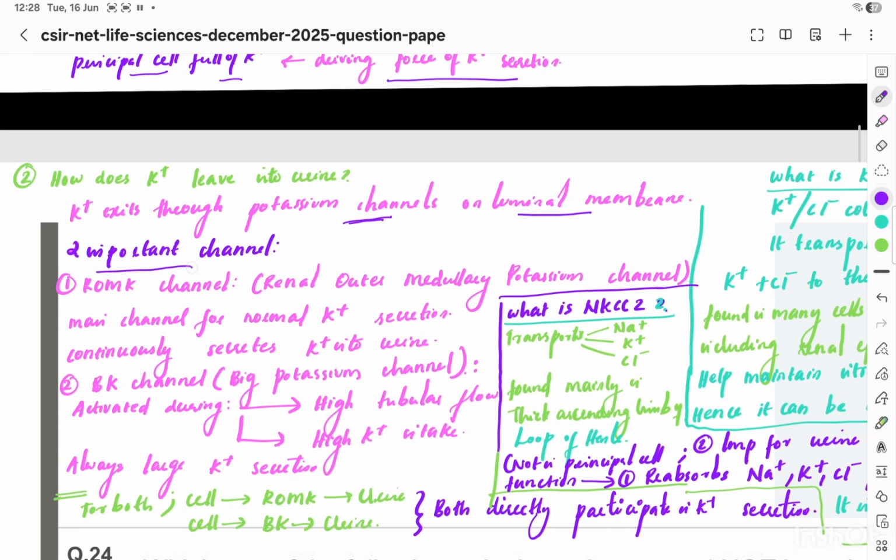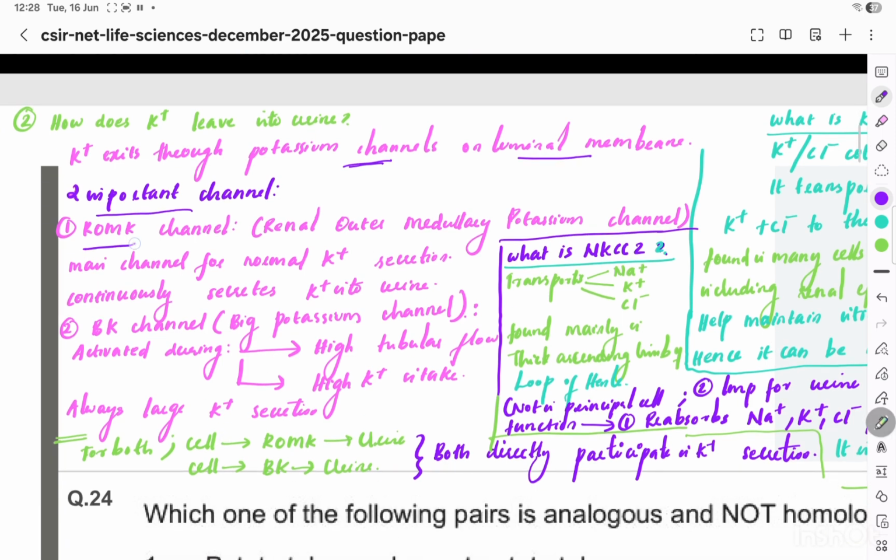There are two important potassium channels present in the luminal membrane, through which potassium exits from inside the cell to the urine. One is ROMK.